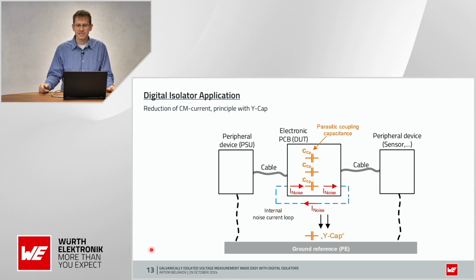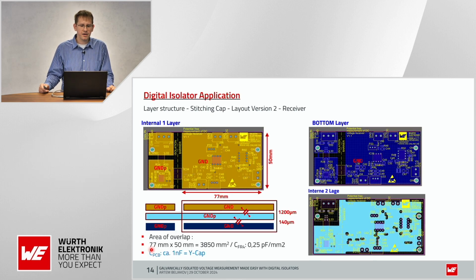Instead of the external Y capacitor, we used the parasitic capacitance between the board layers as the Y cap. This approach is generally known as stitching capacitance. This slide shows the receiver board. The Y capacitor is realized here by the parasitic capacitance between different ground layers, as you can see in this picture.